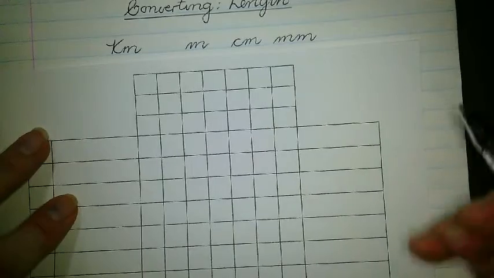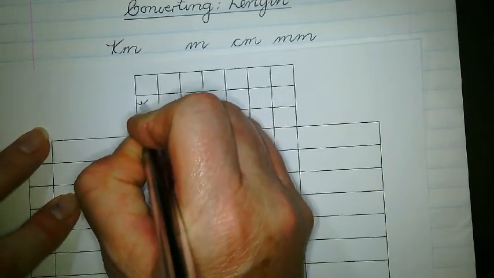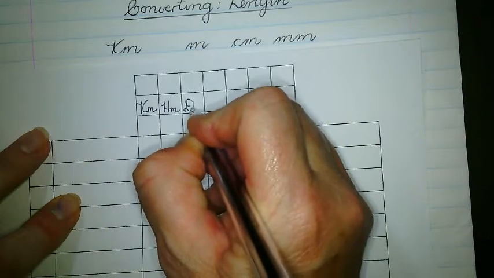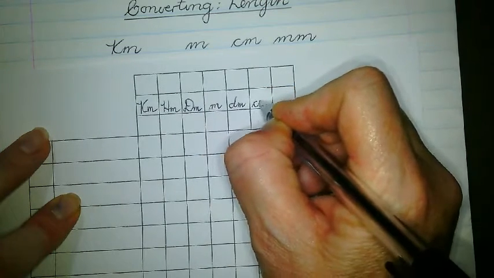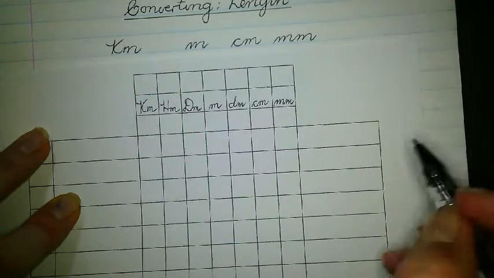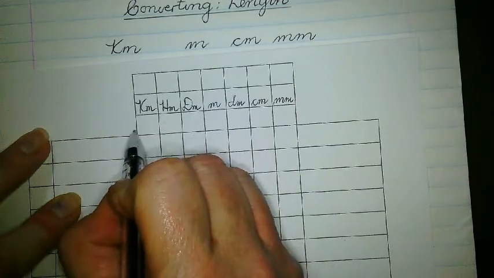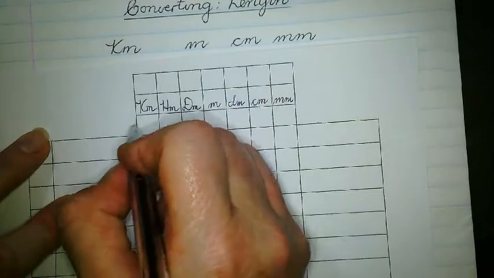Now we're going to use the same little sentence that we used earlier. King Henry drinks my dark chocolate milk. To be able to complete this, King Henry drinks my dark chocolate milk. Now if you know that little sentence, you'll see that it's easy just to complete the converting of the capacity or the volume just below this. So this is going to help you also to be able to do the converting of the next ones.